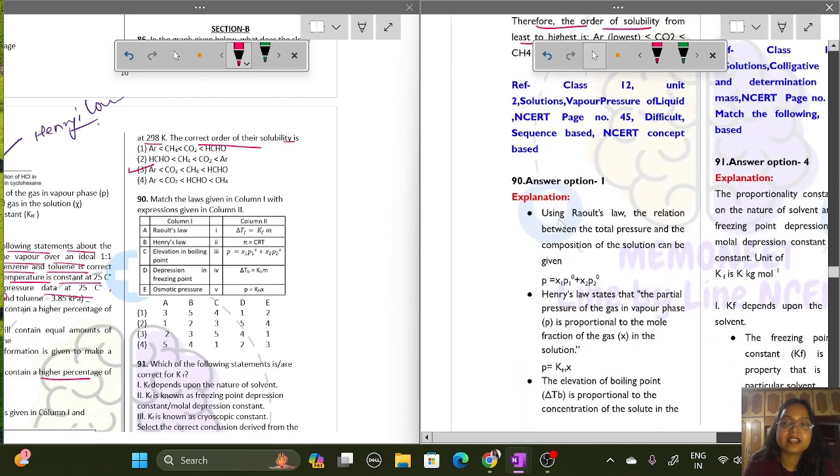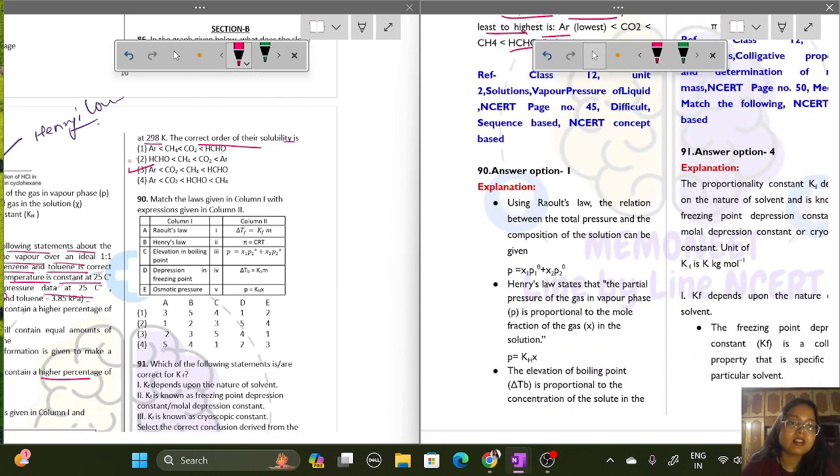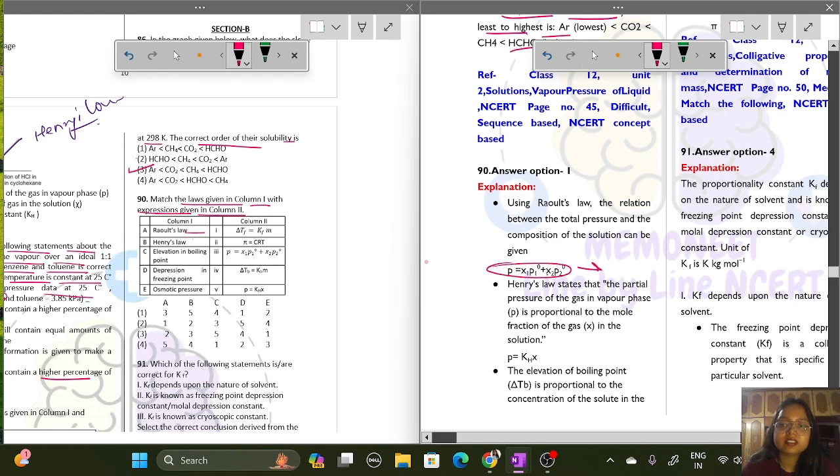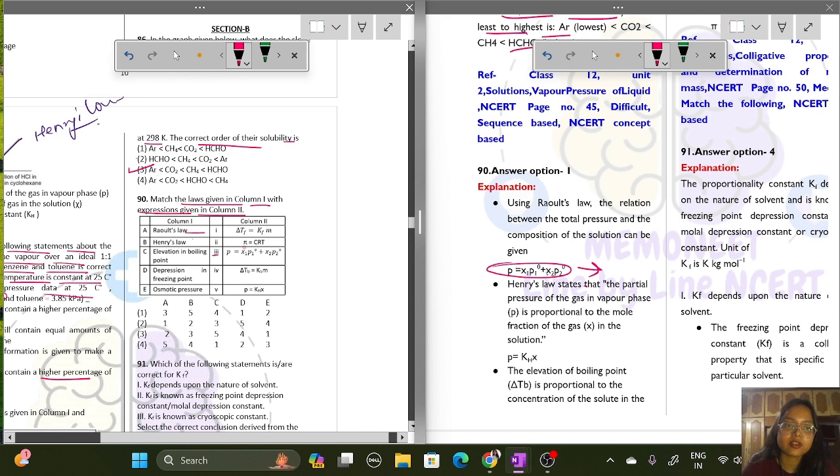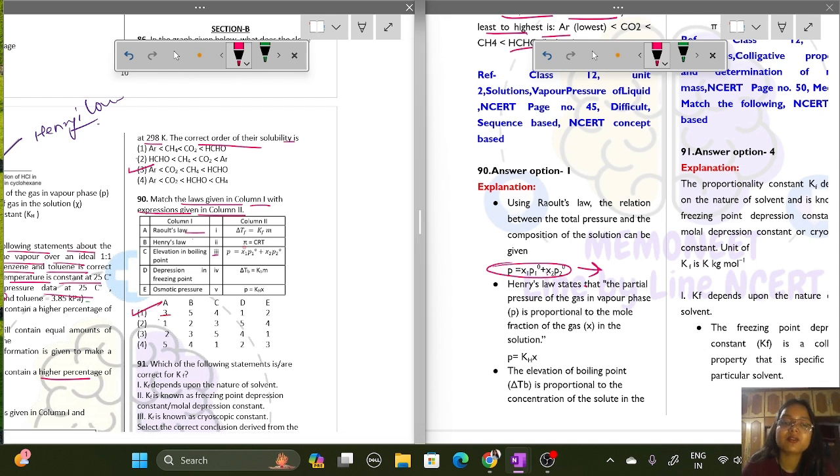Next is question number 90. Match the laws given in column 1 with the expression given in column 2. Raoult's law has this equation. So option A has option 3 as the correct option. Option 3 is correct in option 1 only. So this is the correct option.